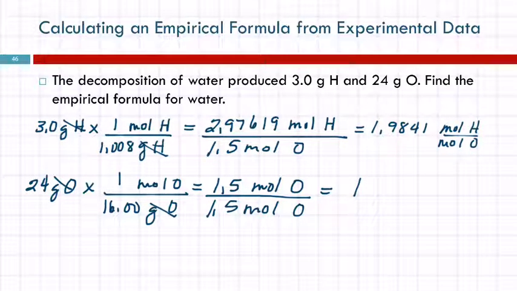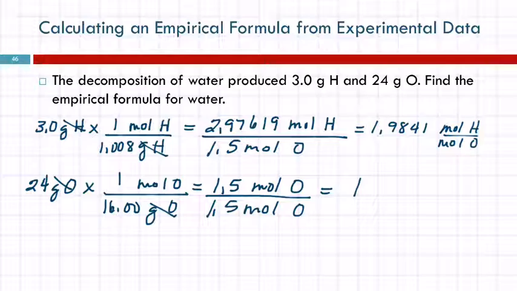Well, is that a whole number? No. But are the 3 grams and the 24 grams exact, or is there uncertainty in those? There's uncertainty in those. And so there will be some uncertainty in our ratios.